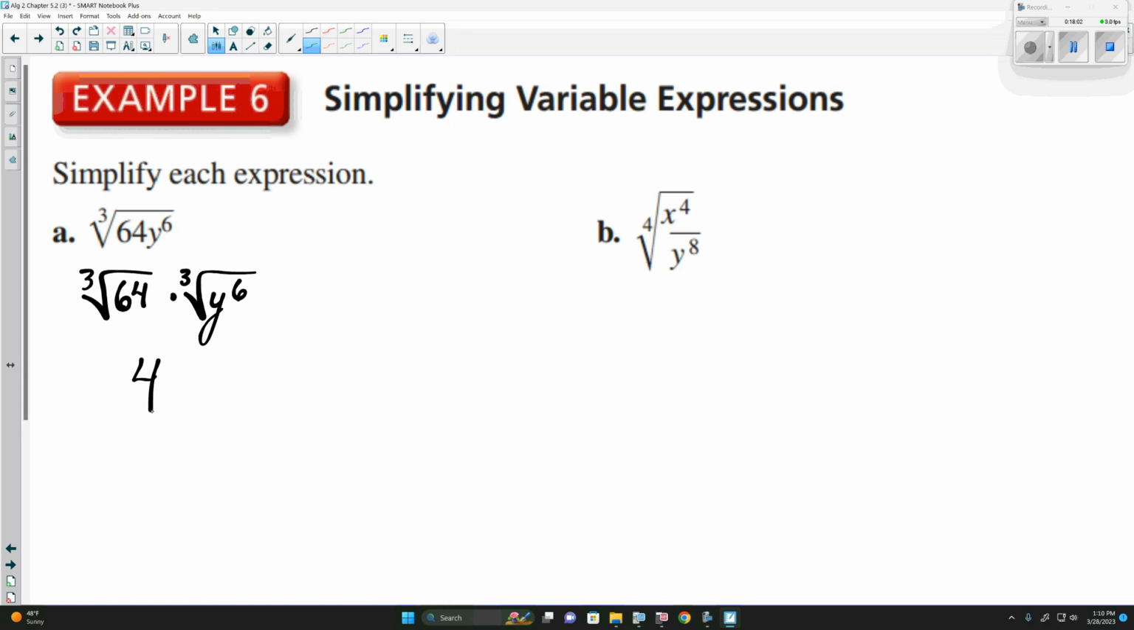The other method is I can rewrite it as a fractional exponent. We put the exponent of 6 on top, the root of 3 on bottom. Well, 6 over 3 is 2, and we have that there. If there is a fraction remaining, it goes back in the radical. We have this here. That's it.